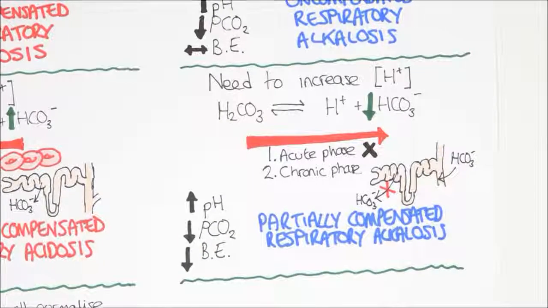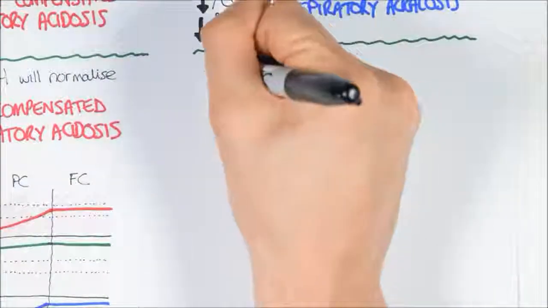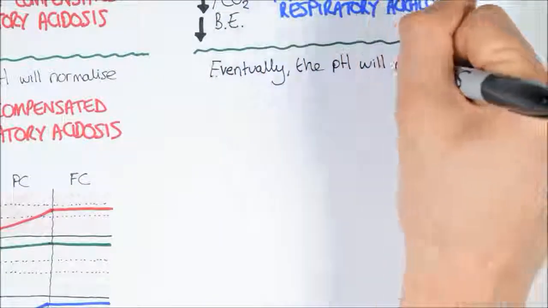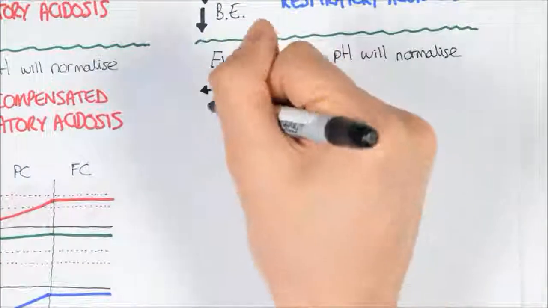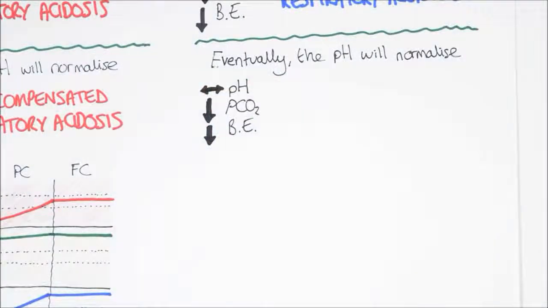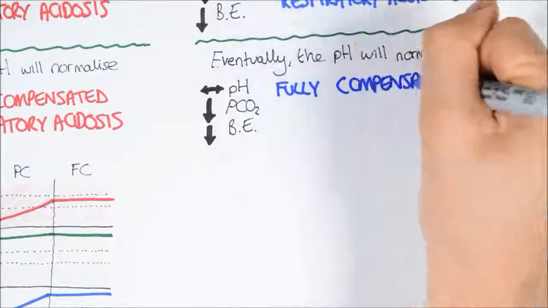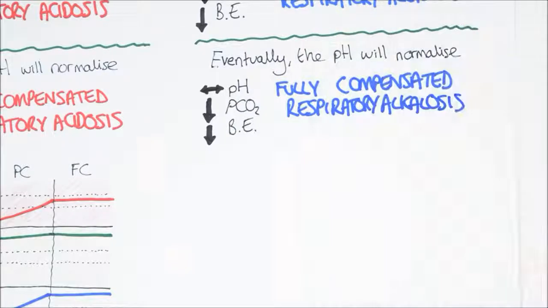Eventually, the bicarbonate excretion and increased dissociation of carbonic acid will cause proton concentration to normalize. The pH will return to normal. The blood gas will show a normal pH, but PCO2 and base excess will be lower than normal. This is now a fully compensated respiratory alkalosis.